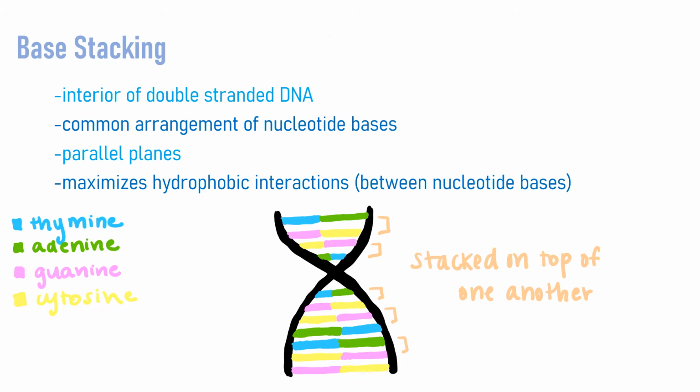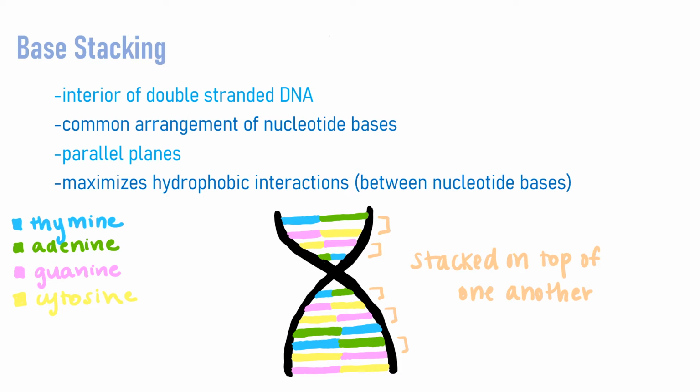Base stacking is simply the organization of these 4 nucleotide bases on the interior of the DNA double helix. They are organized in parallel planes, so adenine is directly parallel to thymine and guanine is directly parallel to cytosine. Going back to the dance partners analogy, adenine and thymine begin opposite, facing one another, as do cytosine and guanine. Base stacking maximizes the hydrophobic interactions between these bases, and these hydrophobic interactions are the main force in stabilizing the double helix.